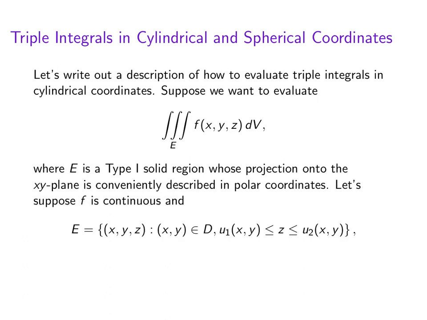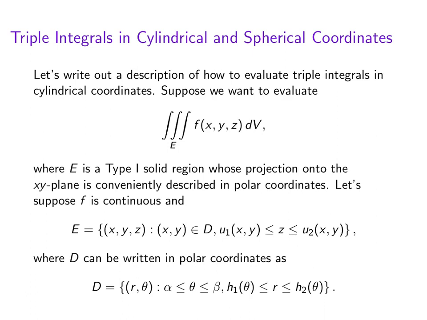Let's, of course, suppose that the function f is continuous and that E can be described as the set of all points x, y, and z where x and y lie in some region D in the xy plane, and again, we want to ensure that this region D is conveniently described in polar coordinates, and then since this is a type 1 solid region, z can be placed between two bounding surfaces, u1 of x, y and u2 of x, y.